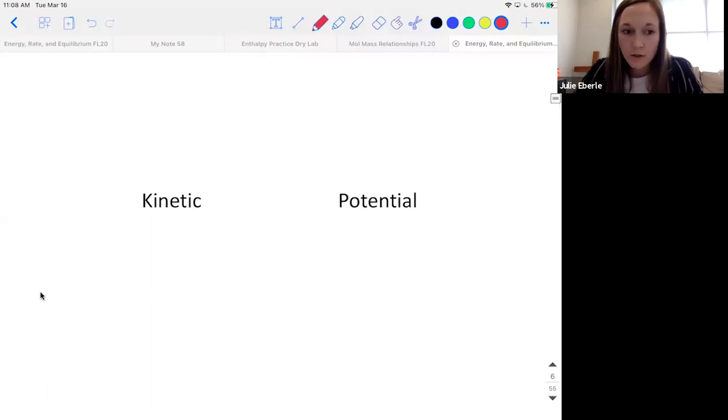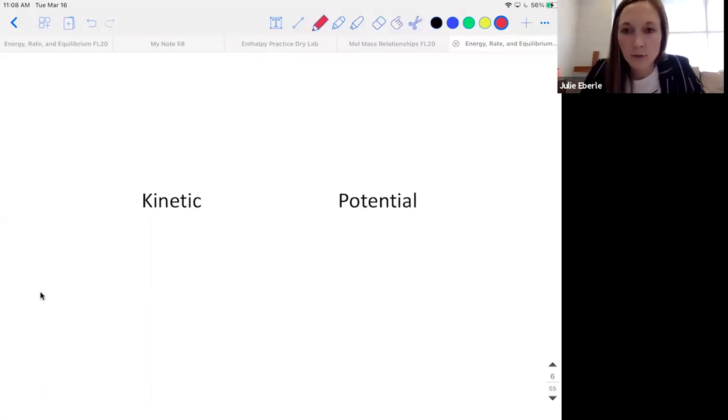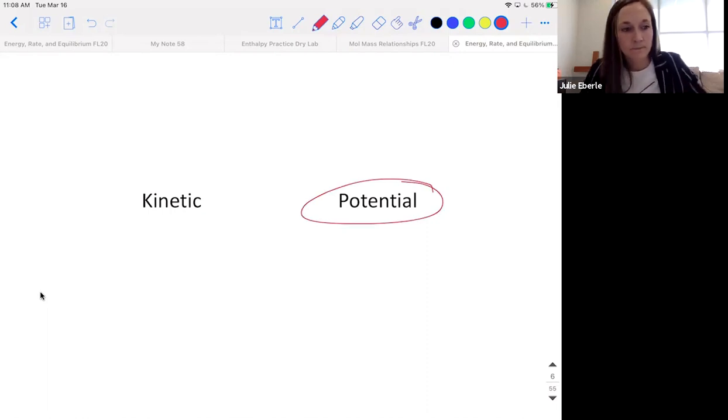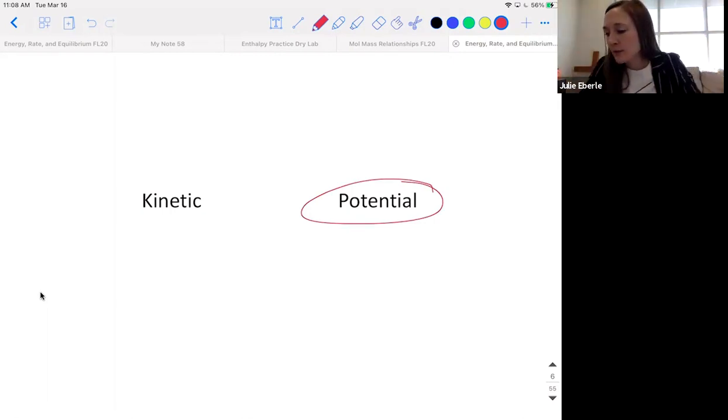So I have some people typed this in the chat earlier, kinetic and potential. We're just going to define these real quick and move on because we're going to focus on this one today. But kinetic is what kind of energy? The energy of what? Thank you, Kendall. Movement. Okay, or motion.